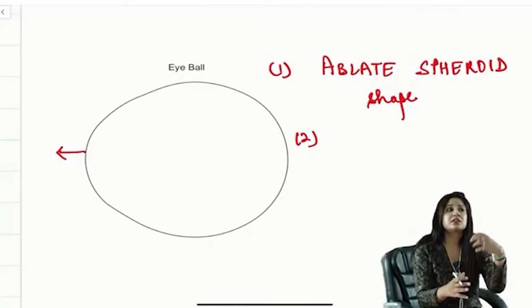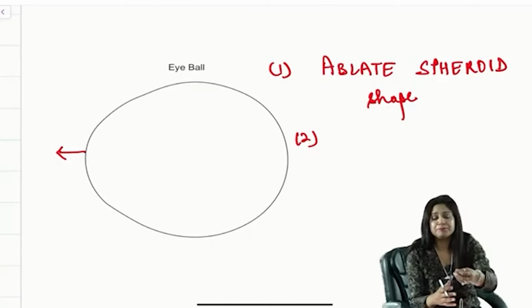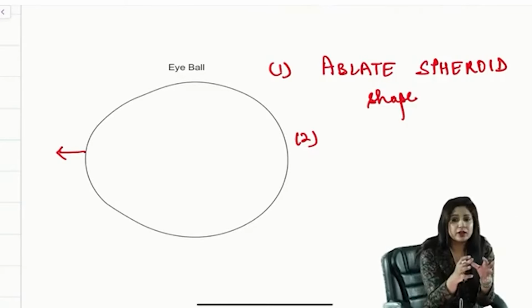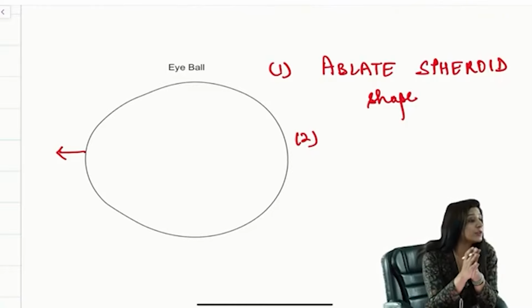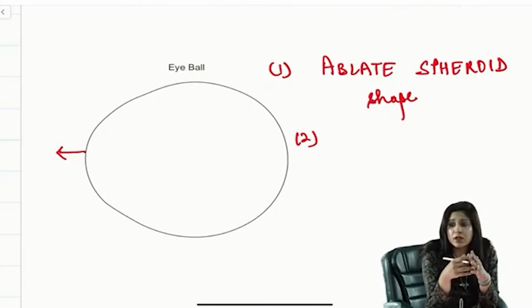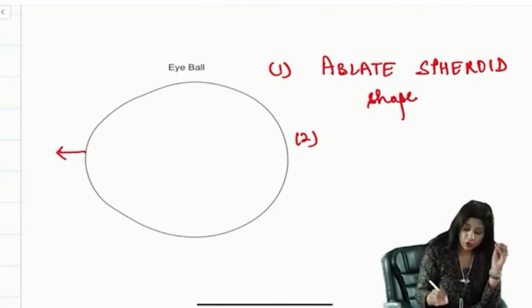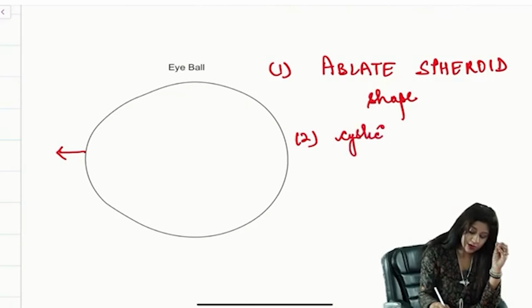Consistency means, is it solid or is it liquid? The eyeball is not solid. It contains fluids. Which fluids are present? We have the aqueous humor, we have the vitreous humor. So whenever we have fluids, it is called the cystic consistency. This is called the cystic consistency.